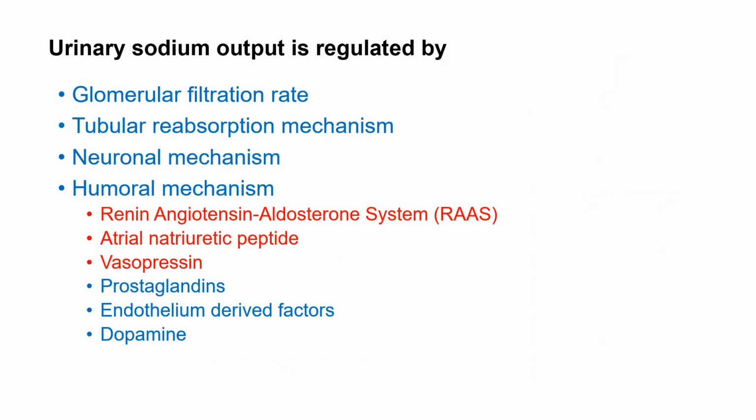Kidneys are the major route of sodium excretion. Around 800 grams of sodium is filtered, but less than 1% of this filtered sodium is excreted. That means urinary sodium output is regulated very efficiently by the body. These are the various mechanisms by which urinary sodium output is regulated: glomerular filtration rate, tubular reabsorption mechanism, neuronal mechanism, and hormonal mechanisms. Details of this will be dealt with when we teach you water and electrolyte balance.